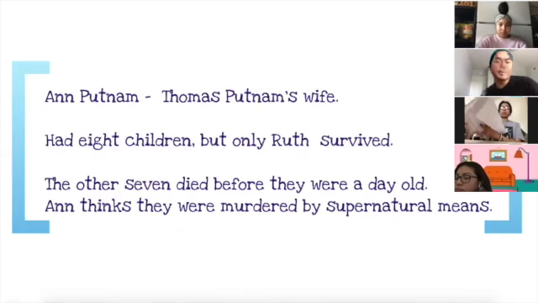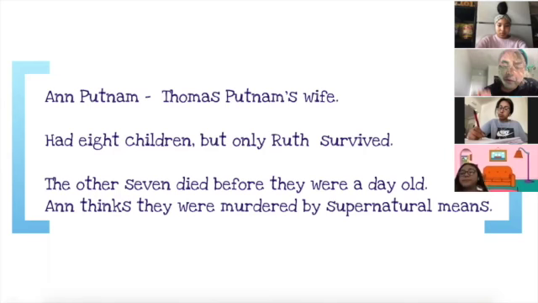She had 8 children in her life, but during that time period, it was hard to keep kids alive. It's the 1600s. There's a lot of diseases, and a lot of things that could go wrong with childbirth. So she had 8 children, but only one survived: Ruth. Ruth is one of the children that gets sick because of the witchcraft. The other 7 died before they were a day old. Anne thinks they were murdered by supernatural means, so she believes there is witchcraft in the town.